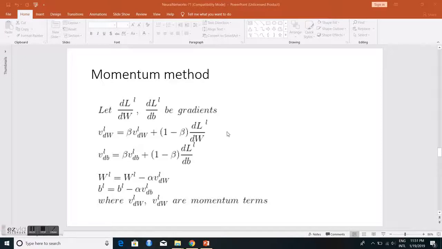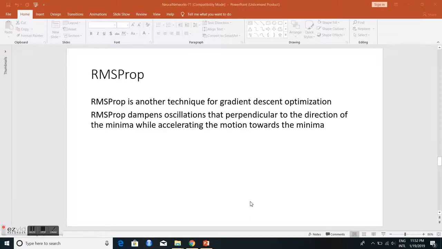Once you have these values of V_dw and V_db, we use this new moving average of the gradients with respect to the weights and the bias, and perform the gradient descent with this weighted average. So we iterate as W_l is equal to W_l minus alpha V_dw instead of just dL/dW, and b_l is equal to b_l minus alpha V_db. So V_dw and V_db are the momentum terms.